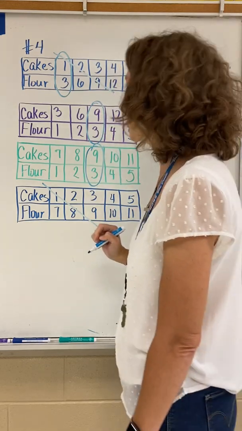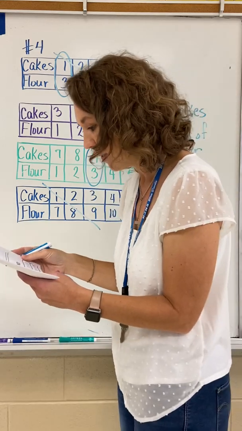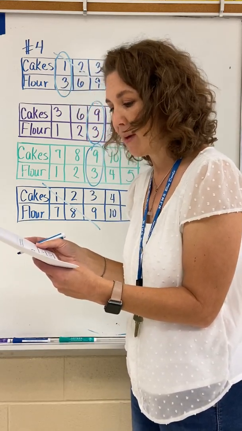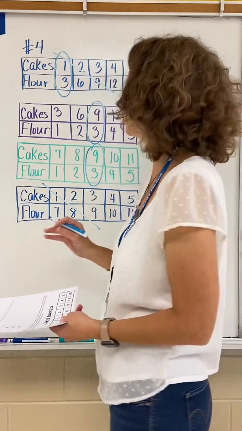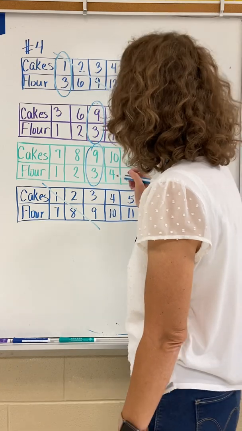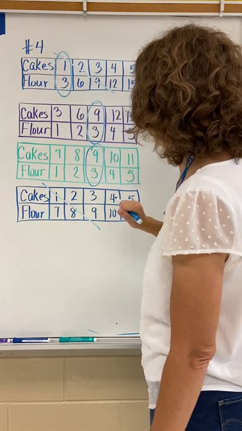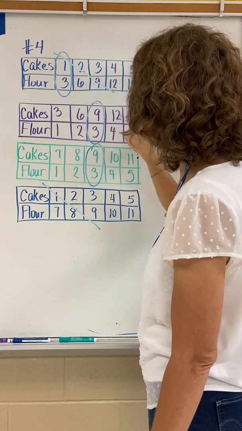Let's see if the ratio is consistent across the chart, because it says that the cakes made and the amount of flour used to make all of their cakes remains the same. The relationship is the same. So let's look at that. Would this one be the same or would this one be the same? So let's look and see if there's a pattern here.